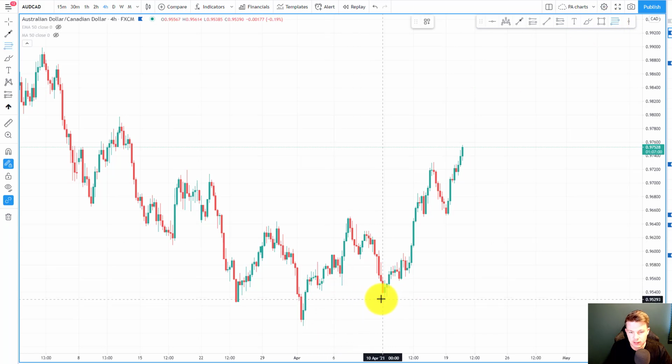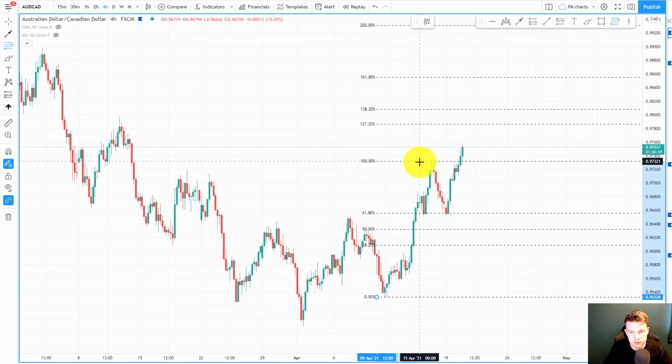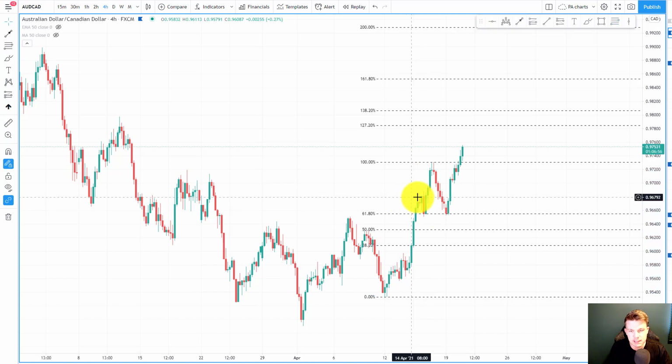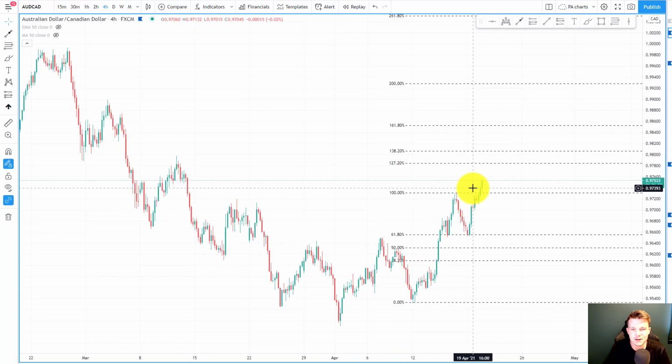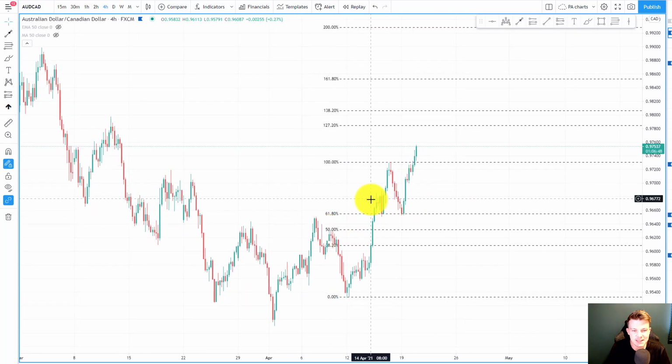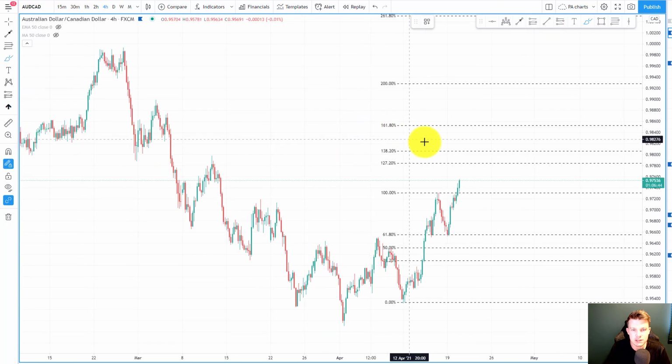Let's look at the next one, from here to the top. And here you can see now we have a beautiful retracement at the 61 or 38. It doesn't matter how you look at it, it's going to be the same level. And now we can see where our potential targets are, 138, 161.